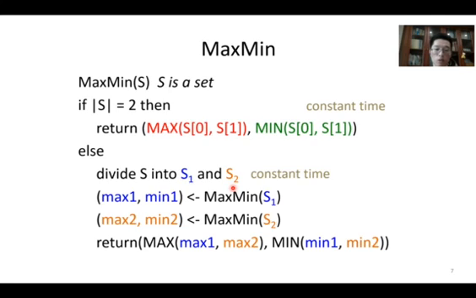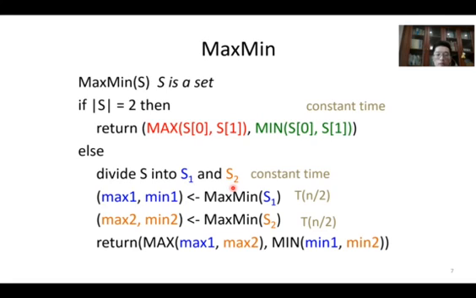And then we recursively call the max and min function on S1 and S2. Since we know S1 and S2 are both half sets, they both have length n/2, and this is a recursive function. So these two lines will each cause a running time of T(n/2).